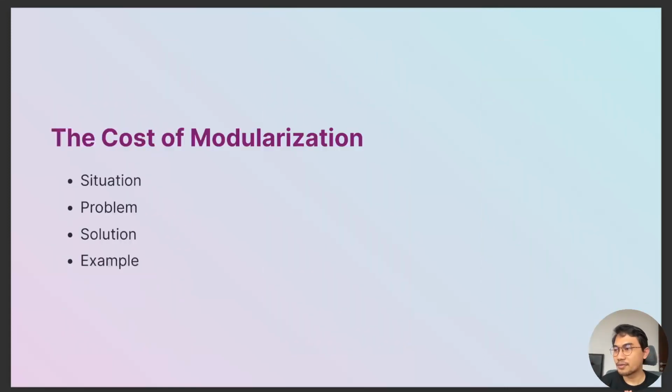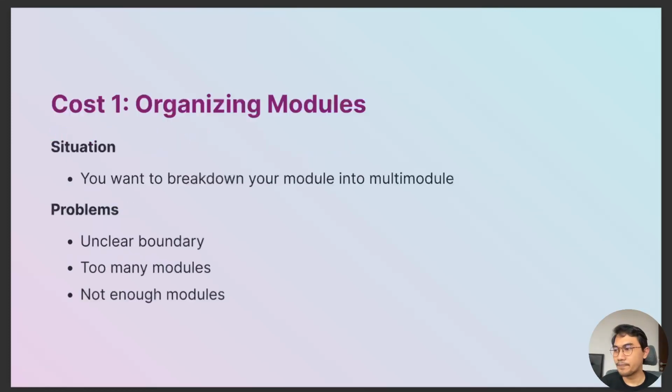Okay, without further ado, the cost of implementing modularization. We will discuss what the costs of modularization are, when we will encounter the problem, and how to solve it. Cost number 1, organizing modules. As I said in the previous slides, modularization means breaking down one module into multiple modules. This can happen when we start a new project or adopt modularization in the late stage of development.